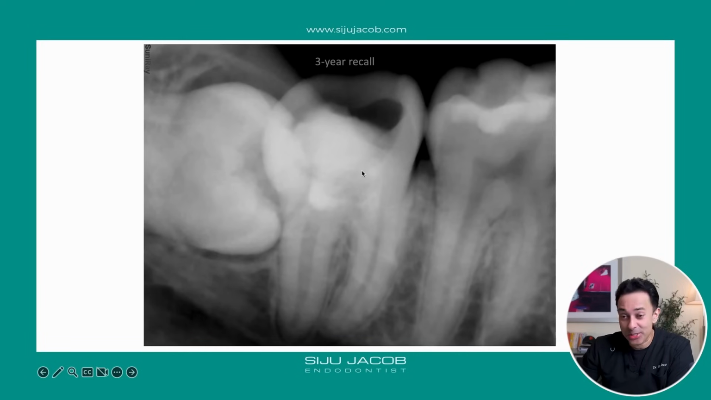But this patient missed his appointment and then showed up after 3 years. And you can see the temporary restoration is still in place. You can see a lot of the temporary restoration is broken, but a large part of it is still in place. And you can see the root is actually formed pretty good. The apex is kind of closed. Cervically, there's a lot of deposition.